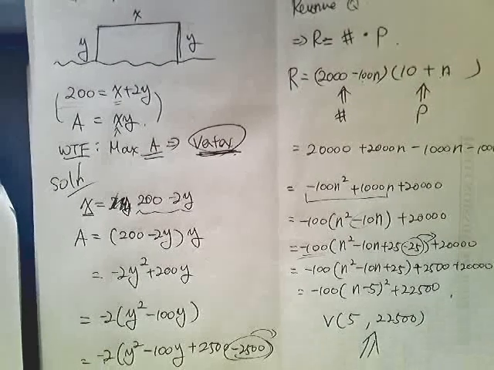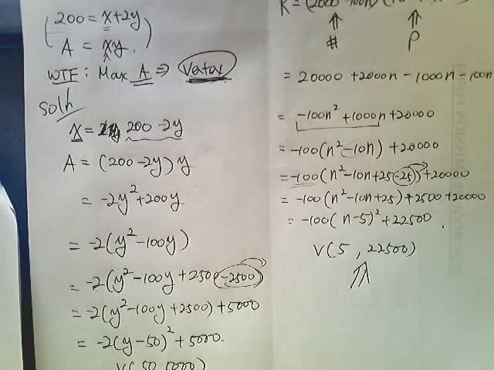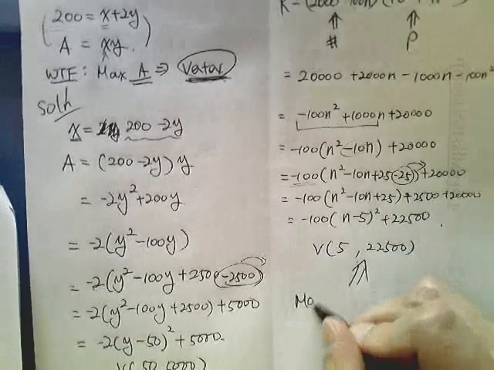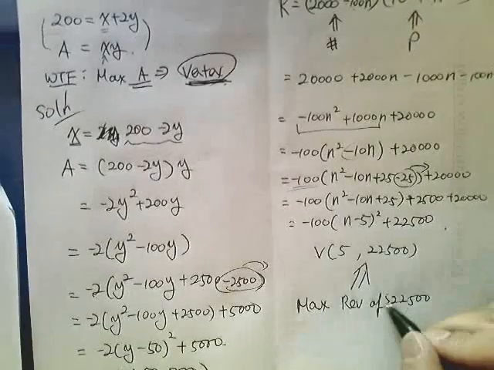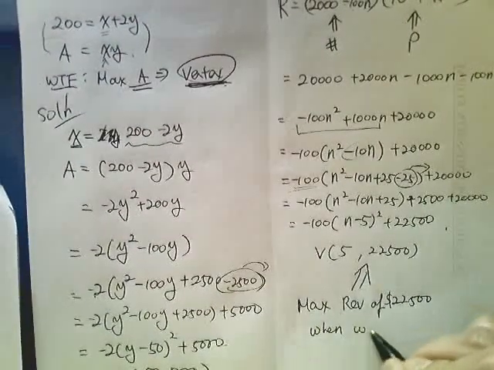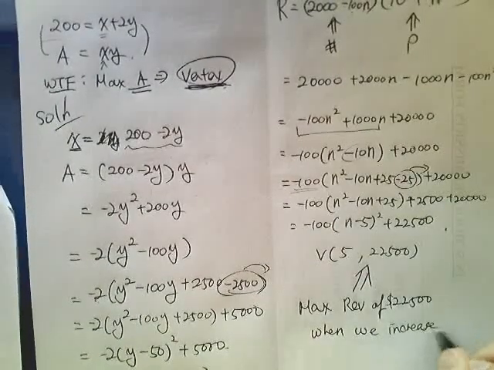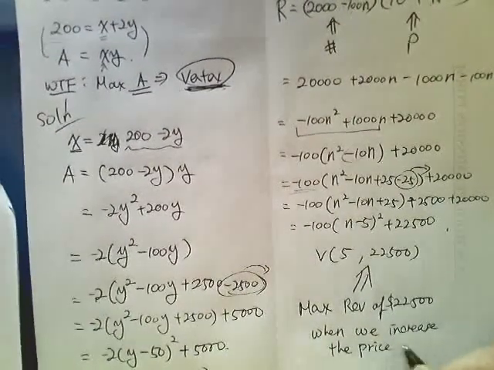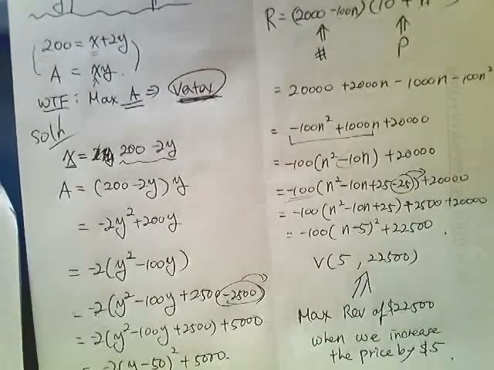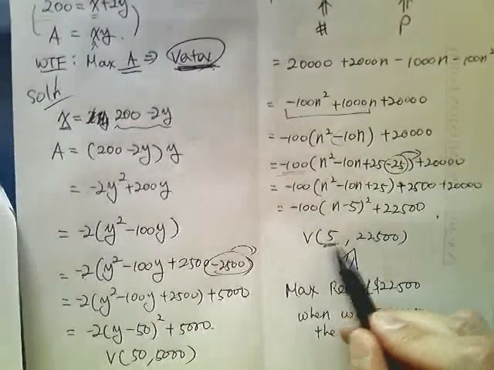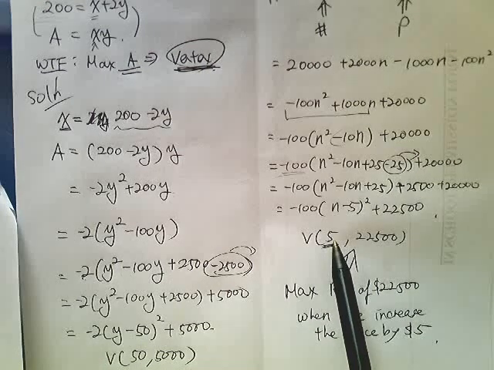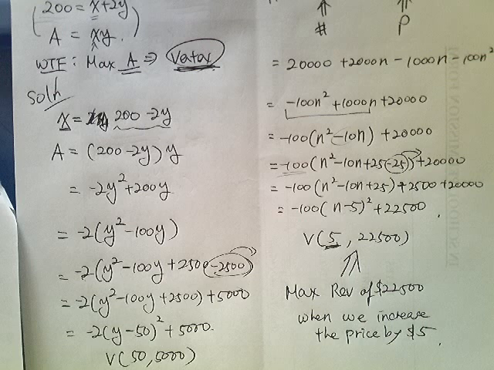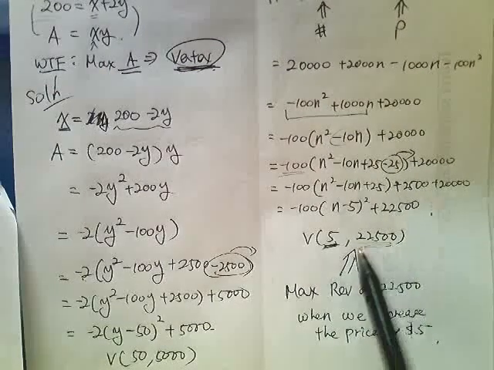Now, what does this mean? It means we are going to have the max revenue of $22,500 when we increase the price by $5. Because this n is the number of increments of $1 increase in the price. So it happens 5 times. That means it's a $5 increase. And this is the max revenue.